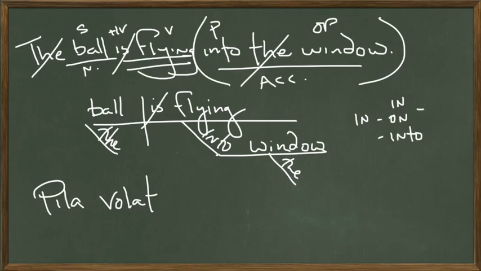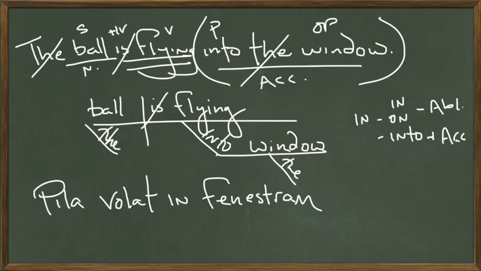When it's in or on, it's followed by the ablative. So if the ball is on the table, in mensa. If the ball is on the chair, in sella. But if the ball is on the way to an object, like the window or the chair, then it's in plus the accusative. So if the ball is flying into the window, we would say pila volat in, fenestra is window, and then we would change this to the accusative.